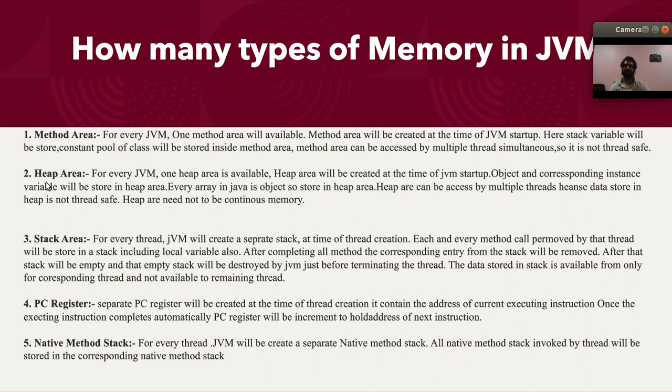Now the second memory is the heap area. For every JVM, one heap area is available. The heap area will be created at the time of JVM startup. Inside the heap area, the objects and the corresponding instance variables will be stored. So all the objects and instance variables will be stored in the heap area. Every array in Java is also an object, so that array object will also be stored in the heap area.